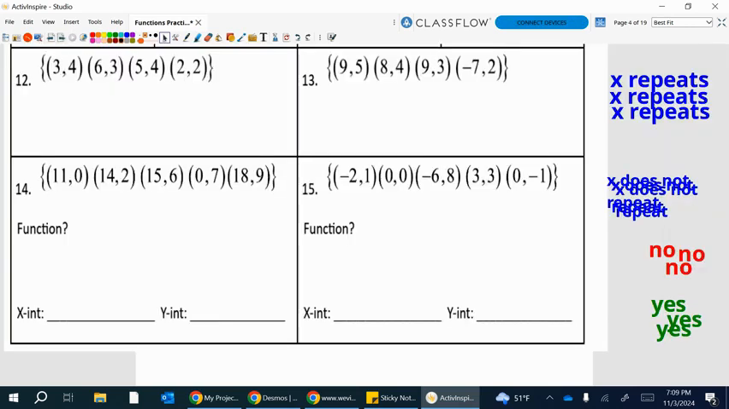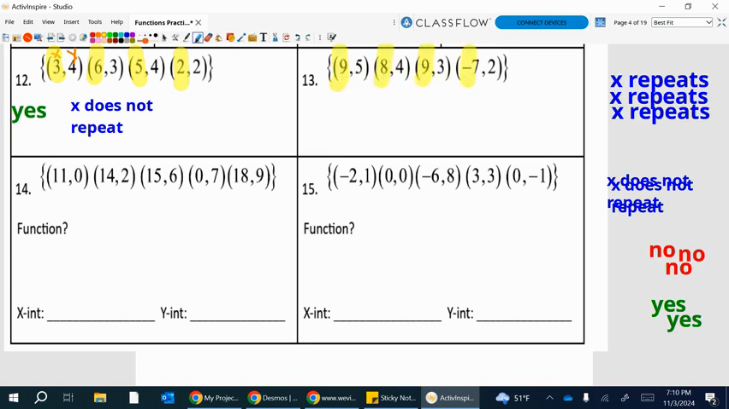All right, number 12, 13, 14, and 15, we have sets of coordinate points or ordered pairs. And we know once again that the important thing we're going to look at are the x values. Okay, so that's going to be the first number of each ordered pair. So I'm going to go ahead and highlight 3, 6, 5, 2. That means my answer is yes, because x does not repeat. They are all different.